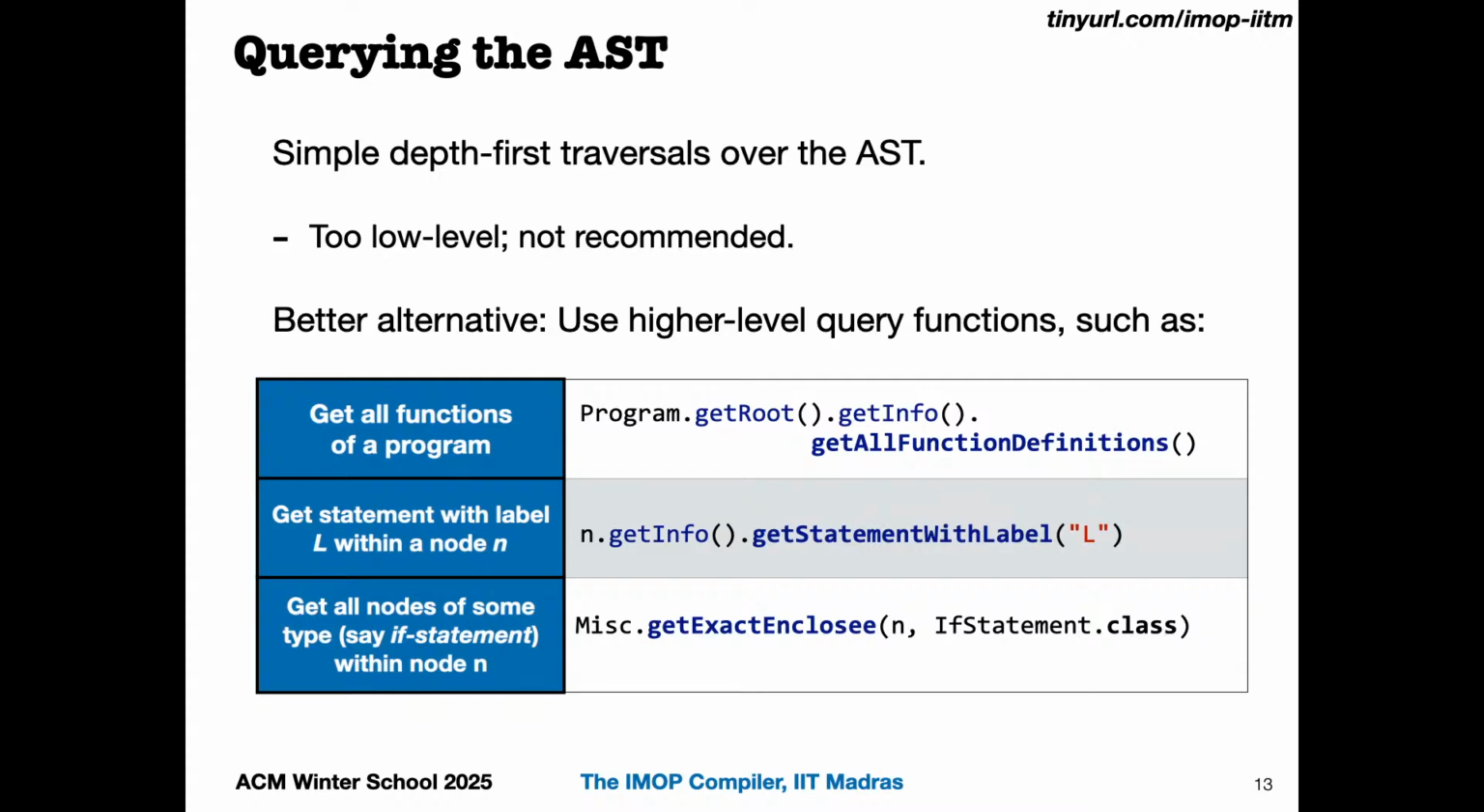I can say give me all the if statements. Get exact enclose given AST n. What type of statements am I looking at? All the statements which are of type if statement. It will give you all the if statements. You can do all the if statements, all the for loops, and so on. So you need to know what the different classes are. That's not too difficult. We'll tell you how. But the point I'm trying to say is that you can get a list of such things. You pick what you want and then you can iterate over them. Okay.